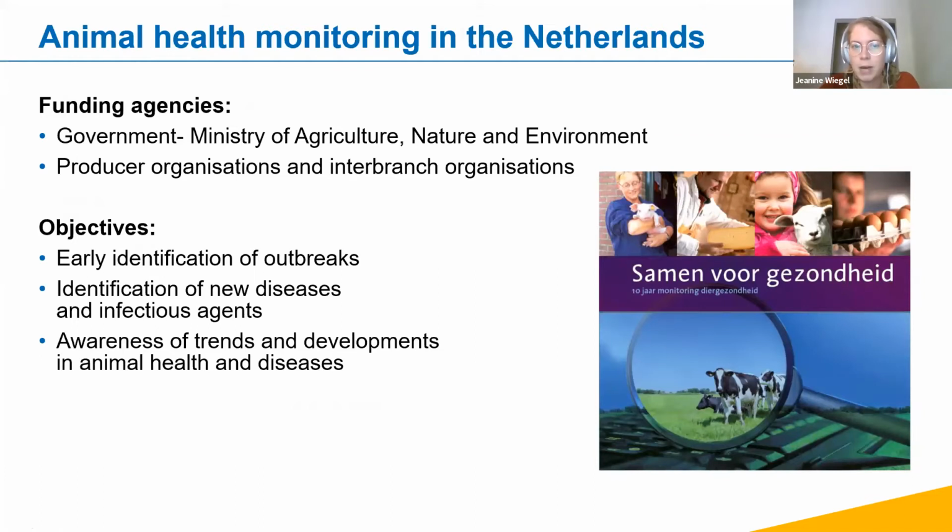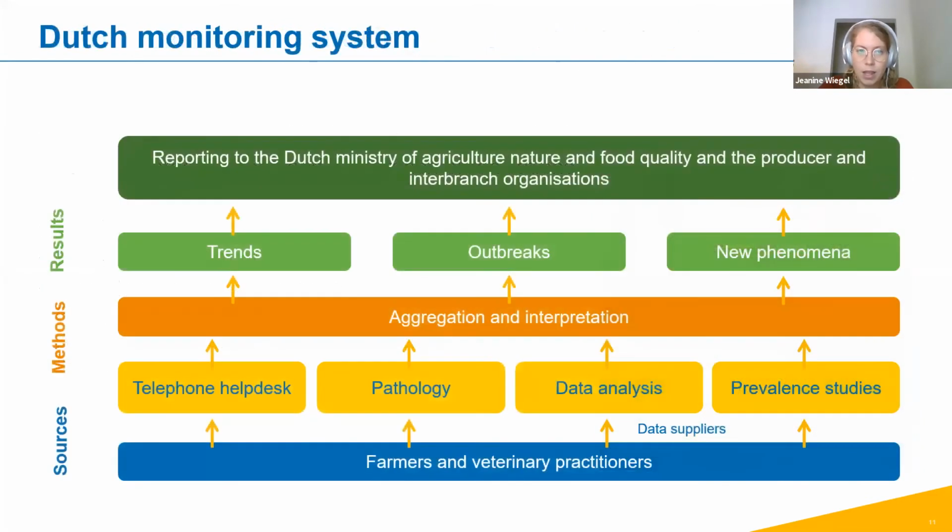Animal health monitoring in the Netherlands is funded by both government, the ministry, and producer organizations and interbranch organizations. So that's private funding. And the objectives are the early detection of outbreaks and identification of new diseases and infectious agents and awareness of trends and developments in animal health and disease. And how does it work? Well, this is a schematic view. It starts at the bottom with farmers and veterinary practitioners who gather the data and the information. It's gathered by different tools, by a telephone help desk, by pathology, by data analysis and also prevalence studies. All that data is aggregated and interpreted actually at my company at GD, which we translate into trends, outbreaks and new phenomena. And that information is reported back to the funding partners, so the ministry and also producer and interbranch organizations.